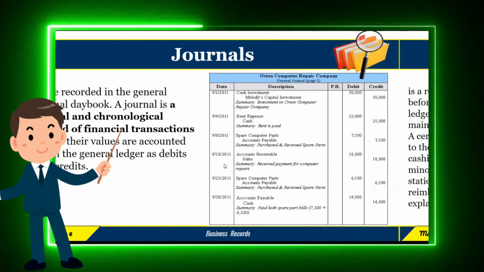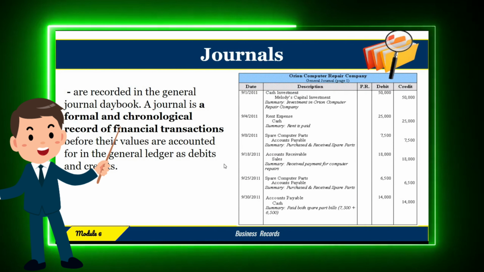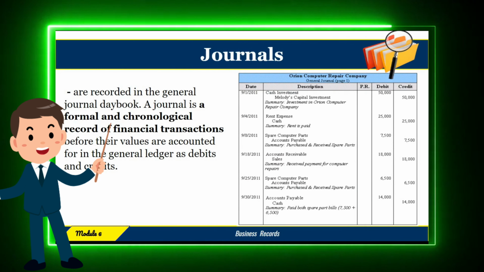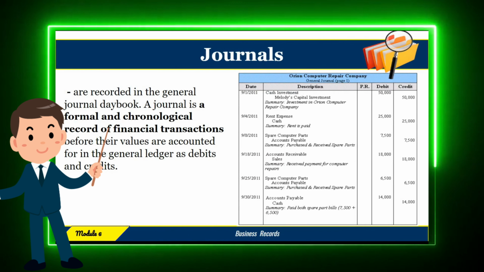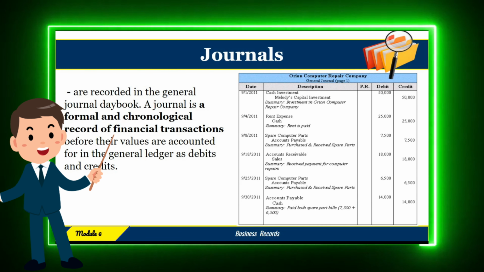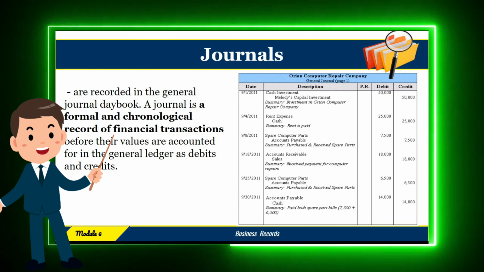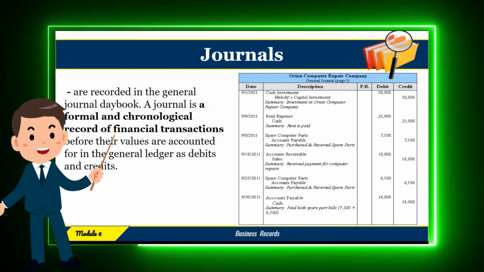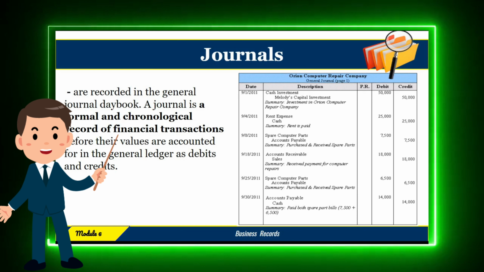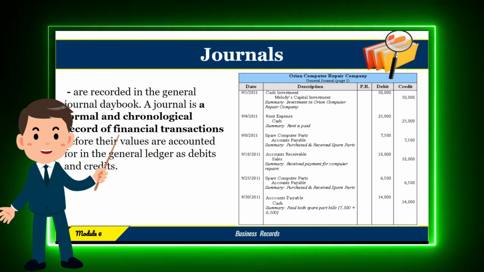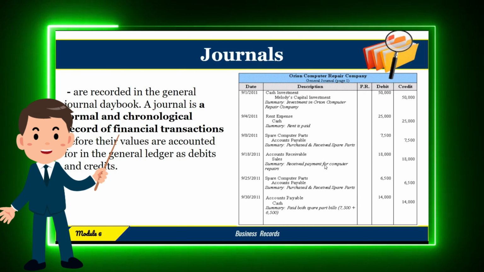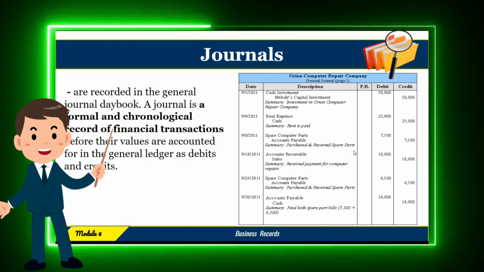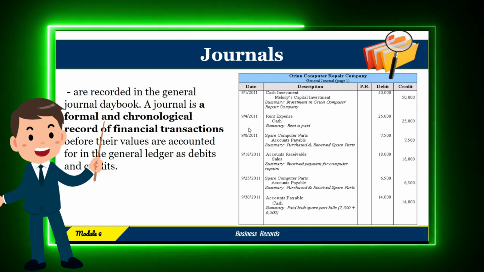Okay, next one, we have here the journals. So what is a journal? When we talk about journals, these are the general journal and the daybook. A journal is a formal and, take note, chronological record of financial transactions before their values are accounted for in the general ledger as debits and credits. So we have here the example on the right portion of your screen, the example of journals.